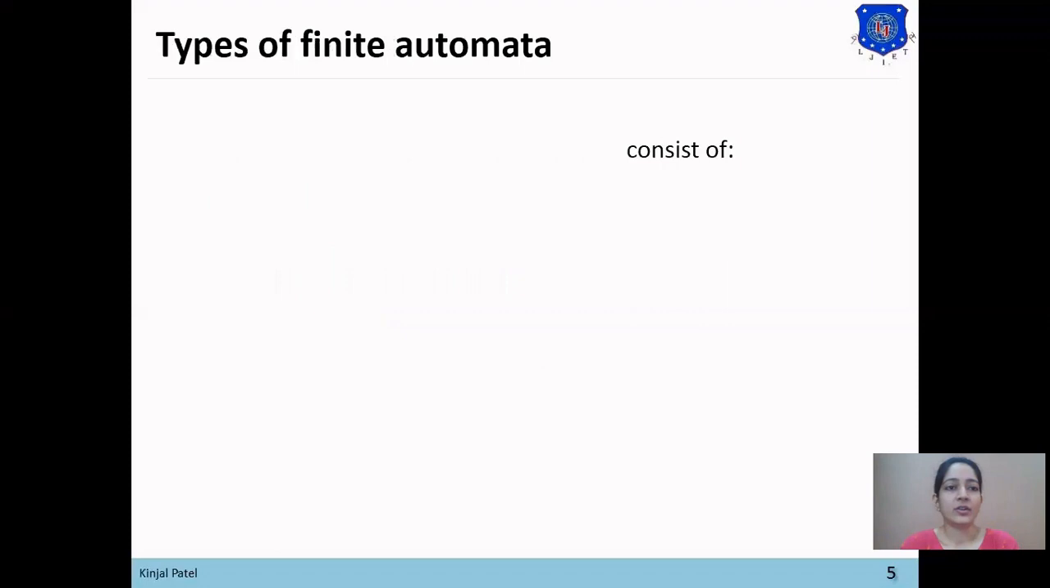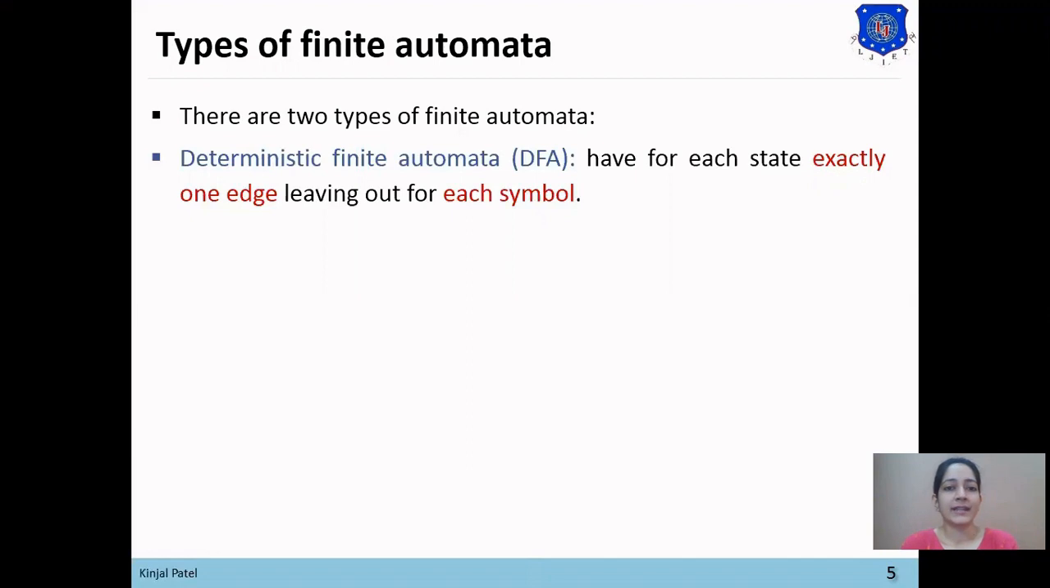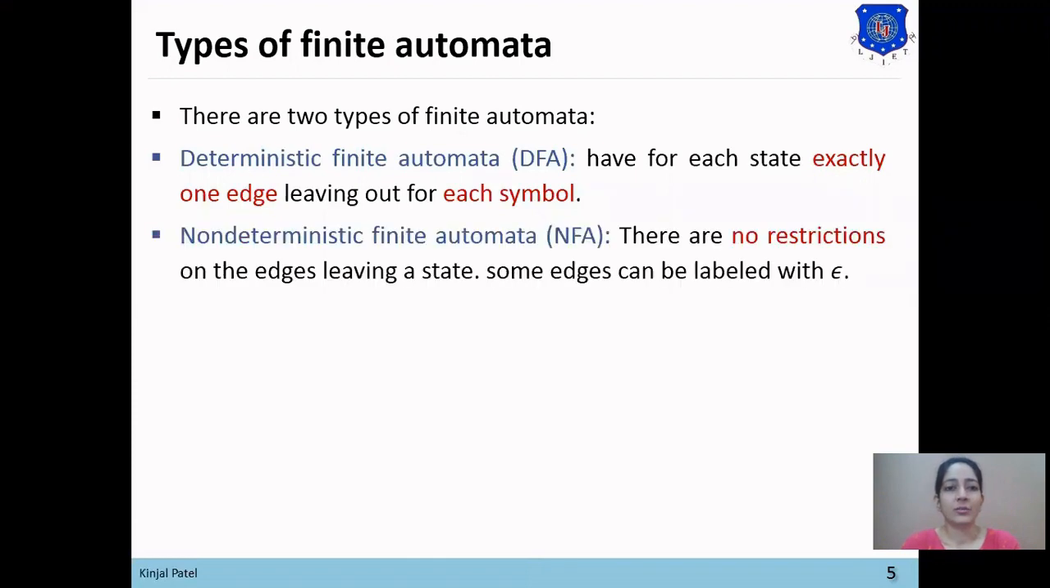Now, types of finite automata. There are two types of finite automata. First one is deterministic finite automata, which can be denoted as DFA. So DFA has, for each state, exactly one edge leaving out for each symbol. Means from each state only one edge can leave out for each input symbol. And NFA, non-deterministic finite automata, is the second type of finite automata. In NFA, there is no restriction on the edges leaving out of a state, and some edges can also be labeled as null.